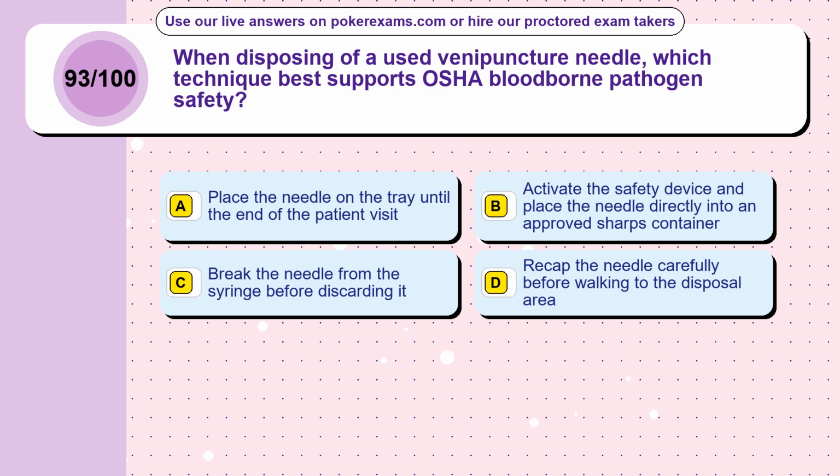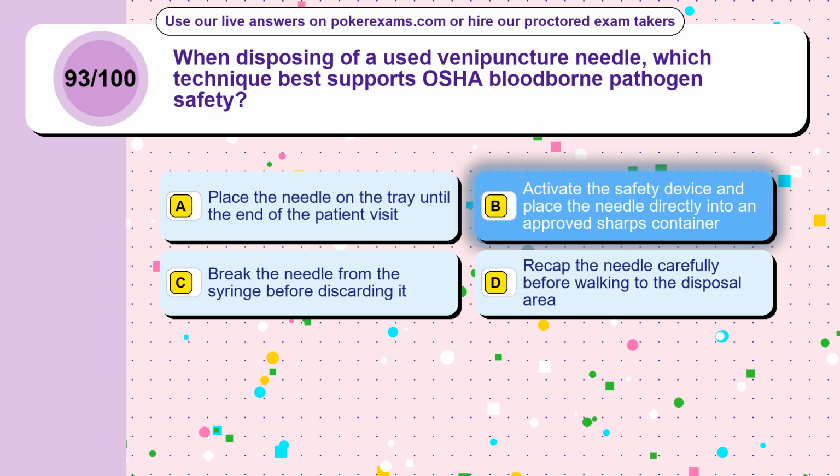Question 93. When disposing of a used venipuncture needle, which technique best supports OSHA bloodborne pathogen safety? Option A. Place the needle on the tray until the end of the patient visit. Option B. Activate the safety device and place the needle directly into an approved sharps container. Option C. Break the needle from the syringe before discarding it. Option D. Recap the needle carefully before walking to the disposal area.